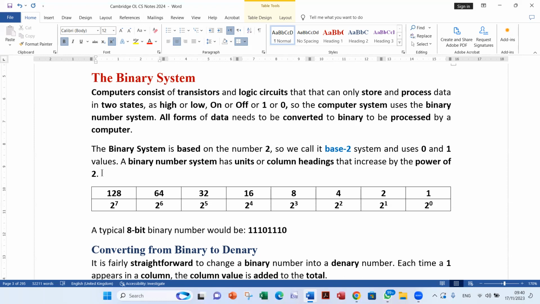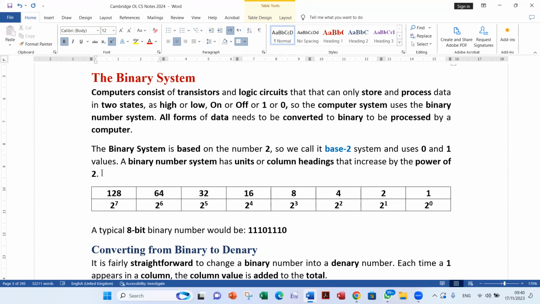So the computer uses the binary number system. All forms of data need to be converted to binary to be processed by a computer. That's why we call the binary number system base 2. Our denary number system is base 10. Our binary number system is base 2 because we only have two shapes. And the most important thing is that the column headings are powers of 2. So you have what is meant by column headings.